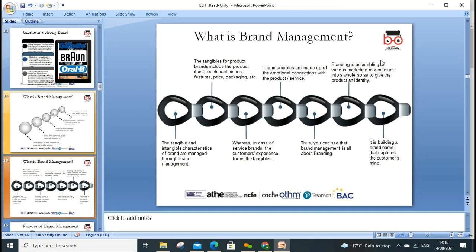Okay, what is brand management? The tangibles for a product brand include the product itself, its characteristics, features, price, and packaging. The tangible and intangible characteristics of a brand are managed through brand management, whereas in the case of a service brand, it is the customer experience. So you can see brand management is about branding and assembling the brand with the various marketing mix.